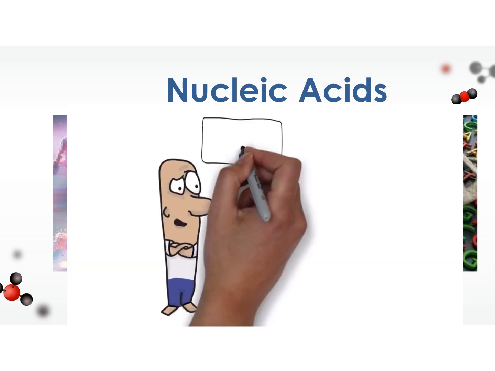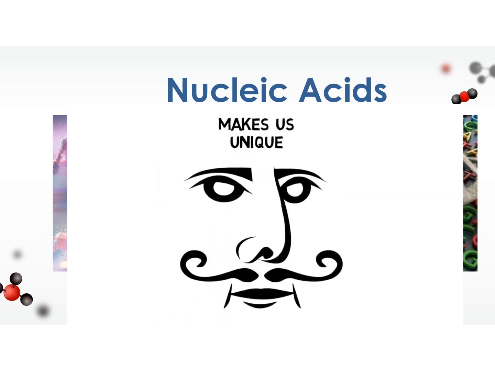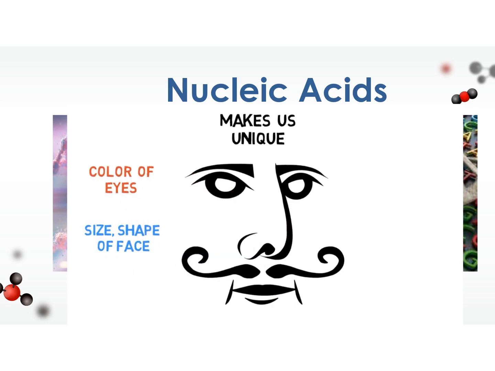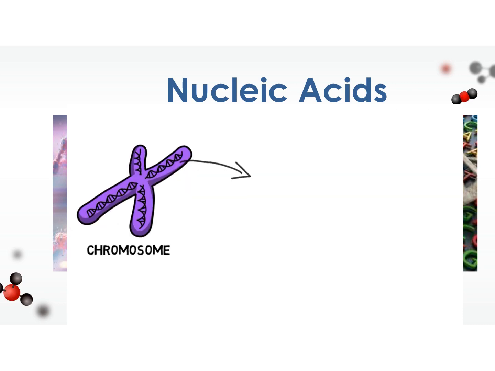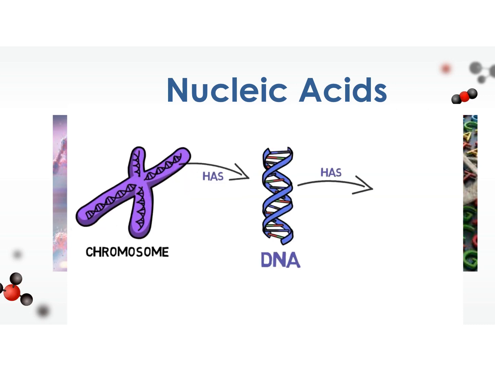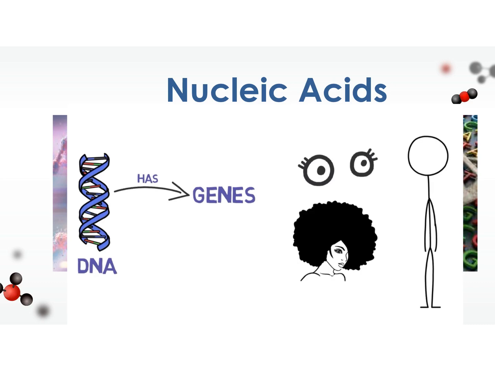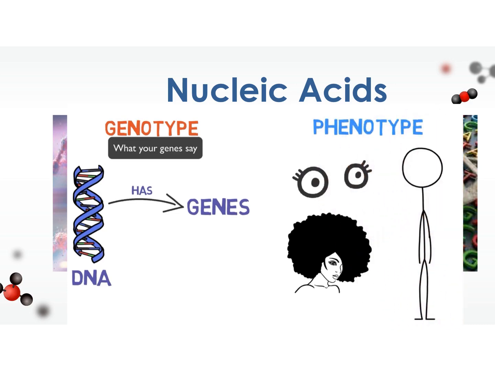So what actually is DNA? DNA is the stuff that makes everyone unique. It has a hand in pretty much everything about you, from the size and shape of your face to even the color of your eyes. In fact, DNA doesn't just stop there. It can be broken down further into sections called genes. A gene is just a certain part of your DNA that codes for a particular trait. You could have genes for eye color, height, hair color, and so on. DNA is what biologists call your genotype, what your genes say, and it decides how your phenotype is expressed, how you look from the outside.